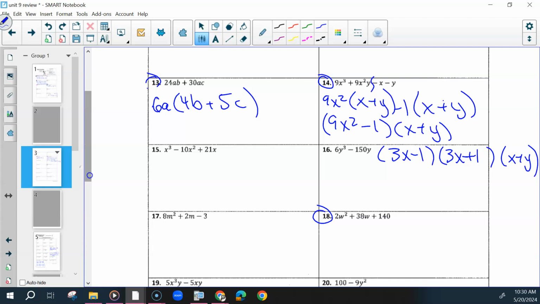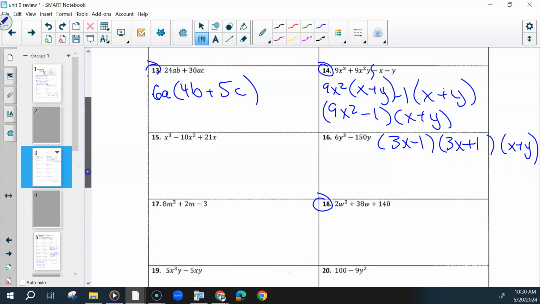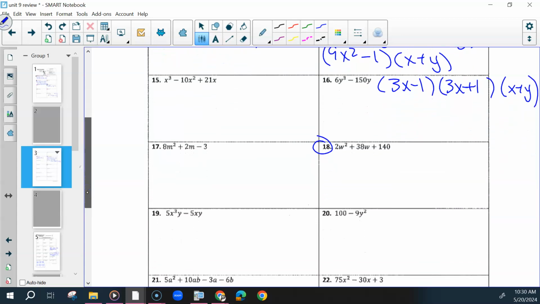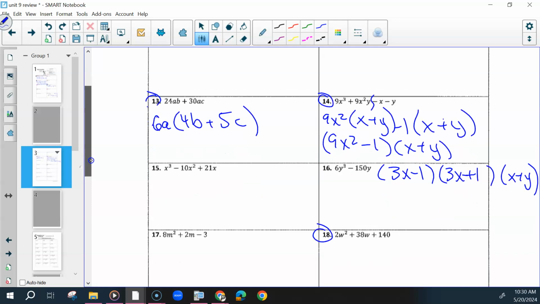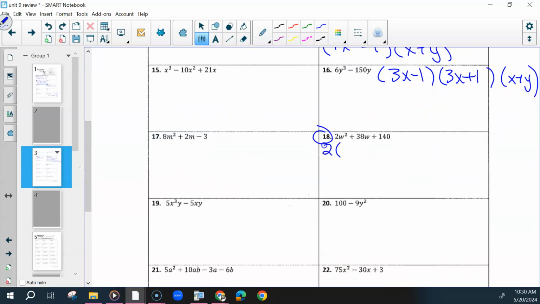Then the last one. Does that one have a GCF? 18, sorry. 2, yes. I just realized I didn't do something. So if I divide them each by 2, what's left? W squared plus 19W plus 70. So then we have a trinomial where a equals 1, so we're looking for two numbers that multiply to be 70 but add to be 19.